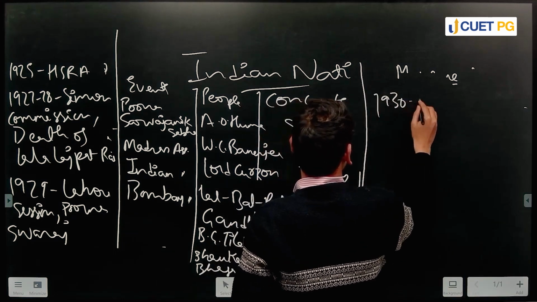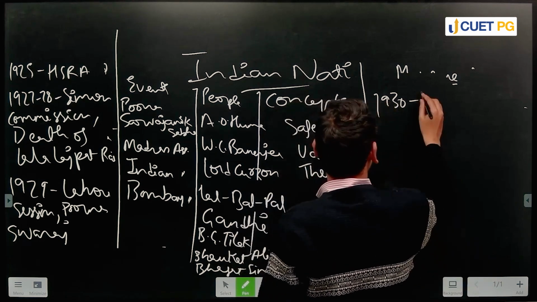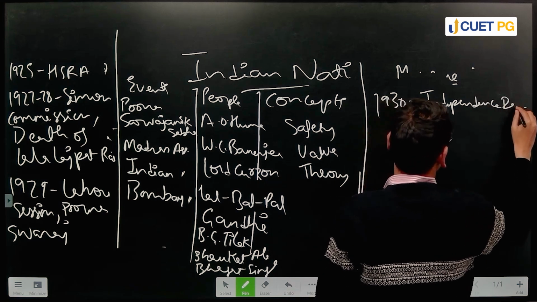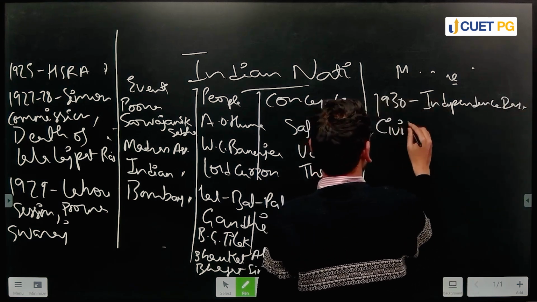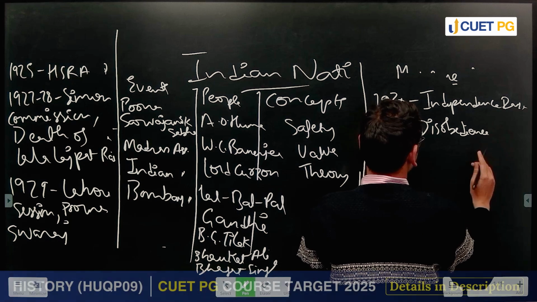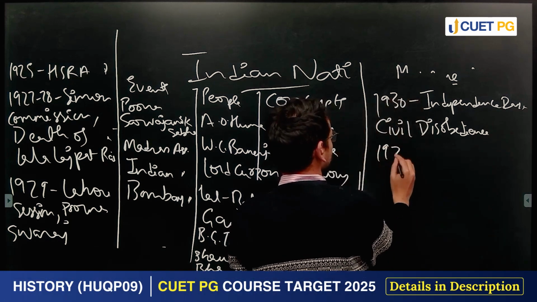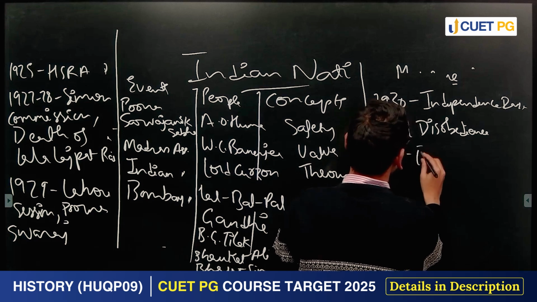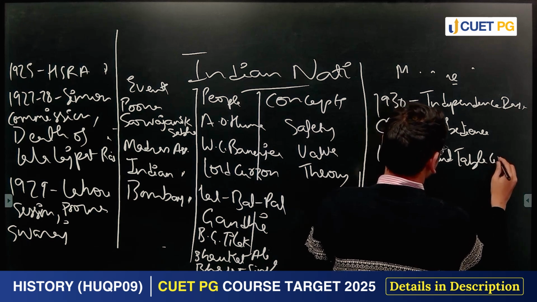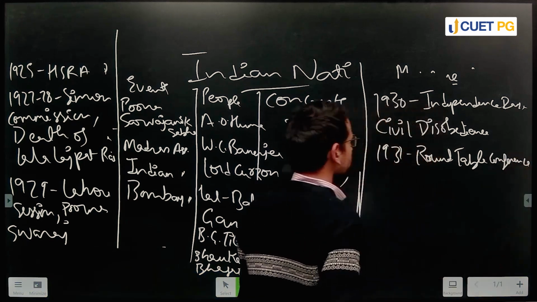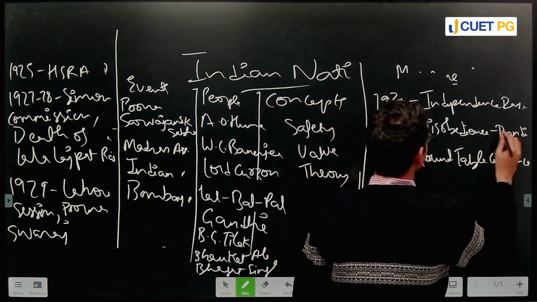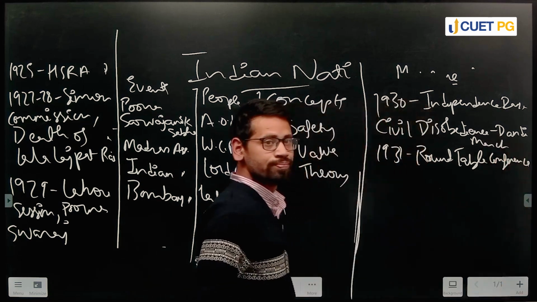1930, the year of Independence Day, and the beginning of the civil disobedience movement. 1931, Gandhi goes to the second round table conference, and the brief decline in the civil disobedience movement. Civil disobedience movement is also associated with Dandi March from 12th March to 6th April 1930. Right?